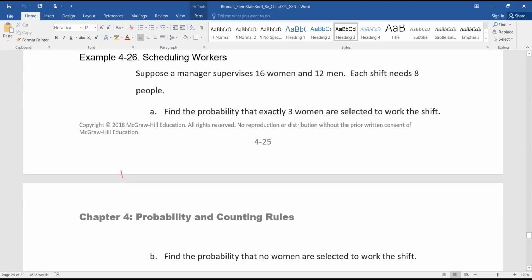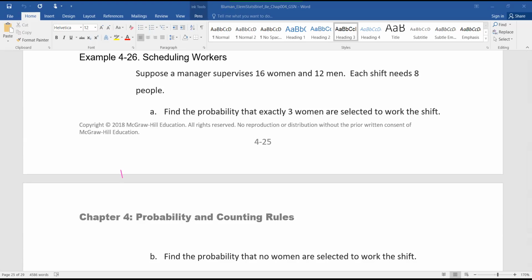All right, so in example 26, it says scheduling workers. Suppose a manager supervisor has 16 women and 12 men. Each shift needs 8 people. First thing we want to do is find the probability that exactly 3 women are selected to work the shift. We'll just check our work below it, make sure we do it right. So I'm going to put the work here. The answers are obviously at the bottom.